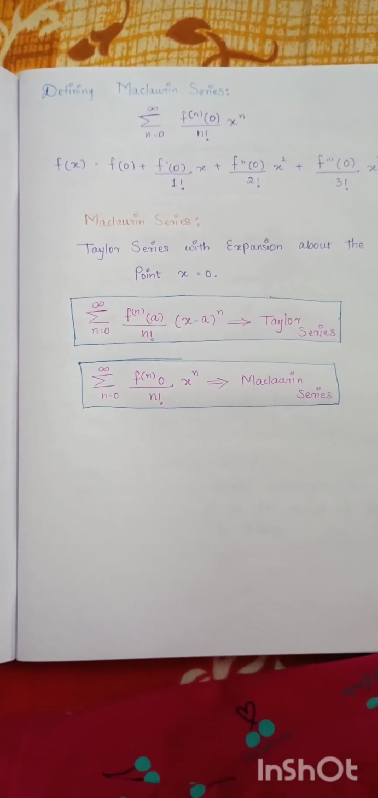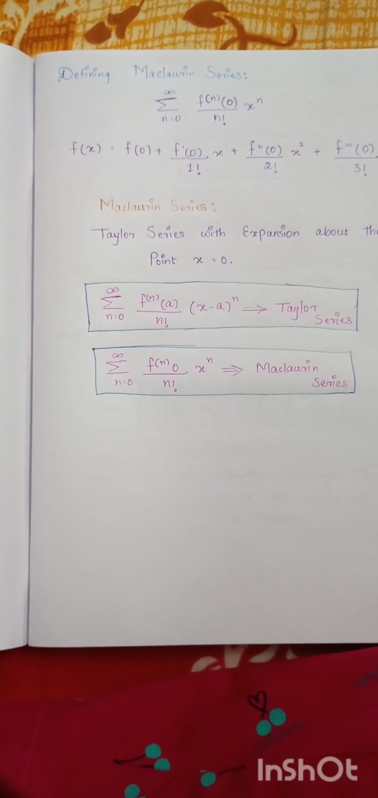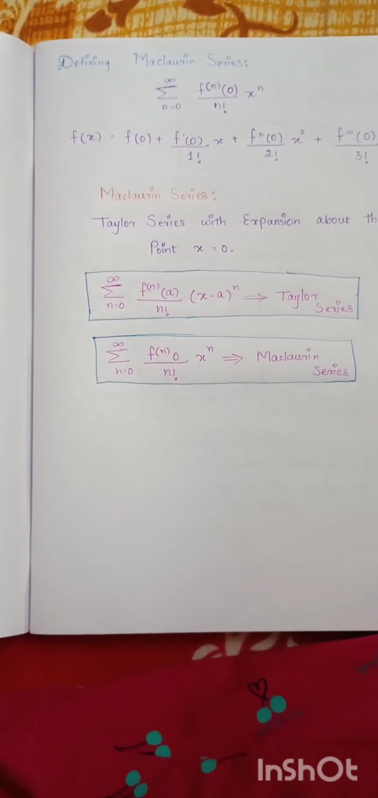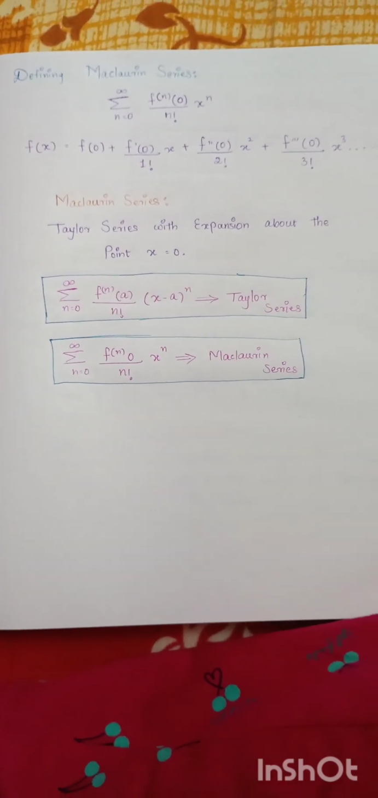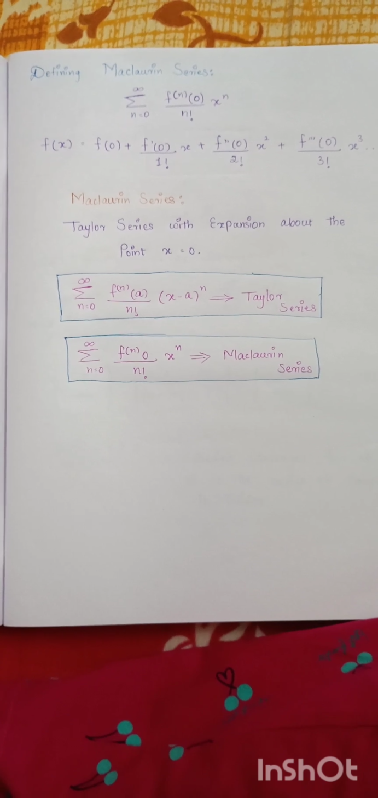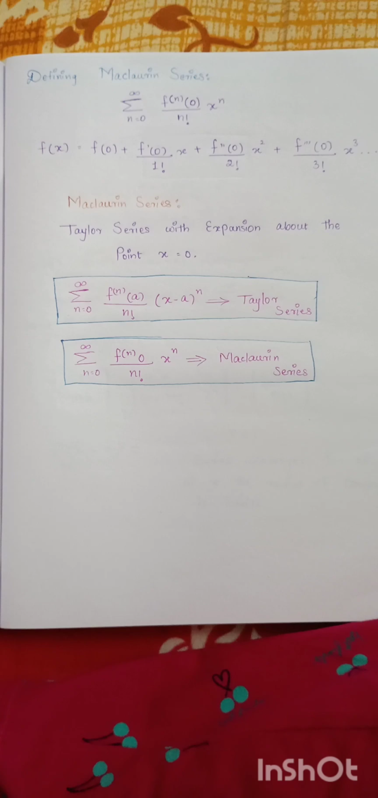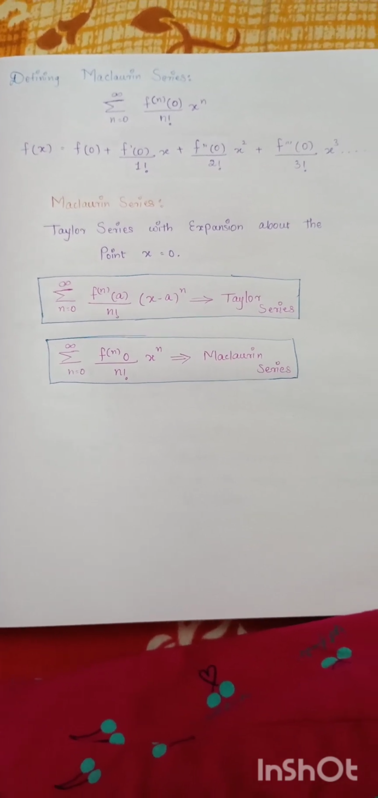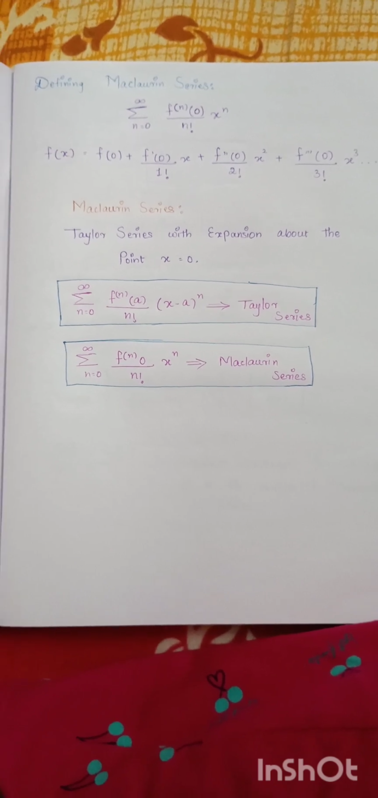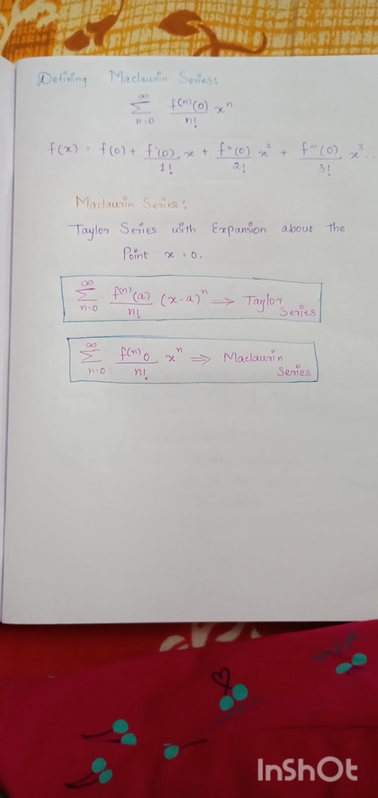Now let's define a special case. For the same type of function, but where a equals 0, this binomial becomes simply x to the n, and everywhere we're plugging in a, we simply plug in 0. So we get f of 0 plus f prime of 0 over 1 factorial times x plus f double prime of 0 over 2 factorial times x squared, and so forth. This is a special kind of Taylor series called a Maclaurin series. This is a Taylor series where the expansion is about the point x equals 0.